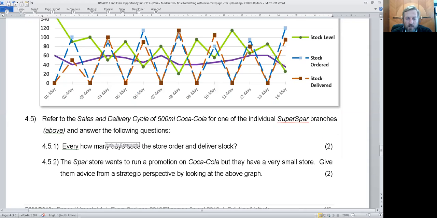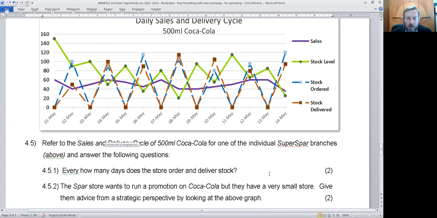Spar wants to run a promotion on Coca-Cola, but they have a very small store. Give them advice from a strategic perspective by looking at the above graph. Normally one would say they want to run a special, so they need to order extra and put it in the storeroom, and as the stock moves out the front door, just loads up. But specifically in this question, they said they've got a very small store. It does not say about the storeroom though.